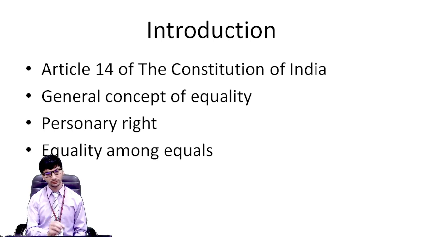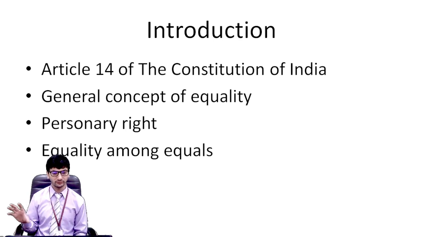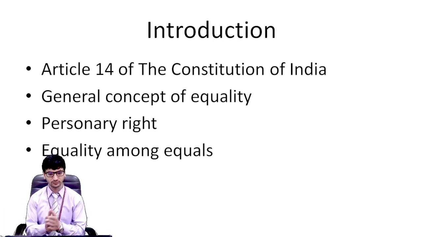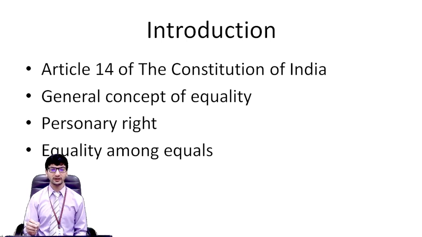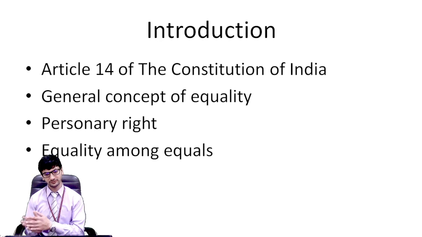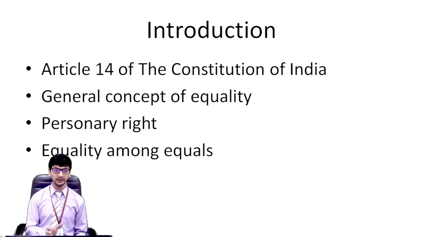Important elements to be noted under Article 14: one is the word person. That means it is a personary right. It is not a citizenry right as compared to Article 15 or maybe Article 16 also. When we talk of reservation in particular, for example, we are talking of a citizenry right. That means you ought to be a citizen of India, then only you will be able to avail those rights. But when we talk of Article 14, it is a personary right. When you say personary right, it means it is available to everyone.